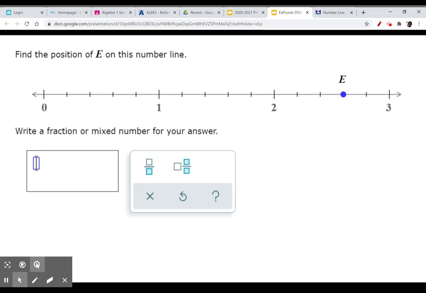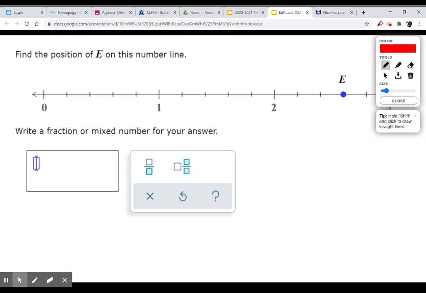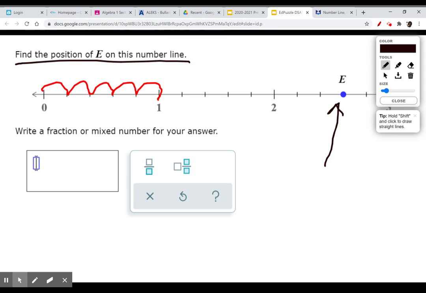Okay, I encourage you to look at how many parts this is being broken up into, just to make this a little bit more visually accommodating for you. I'm not going to put the numbers in, but I will make the spaces a little bit more obvious. Okay? And to be clear, find the position of E on this number line is the task that you have.